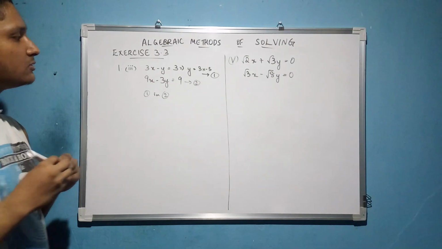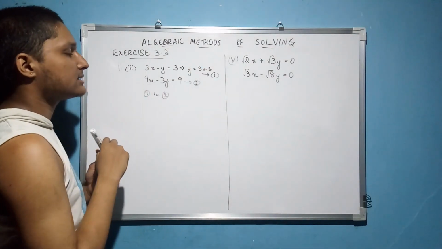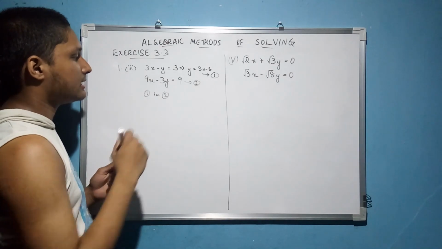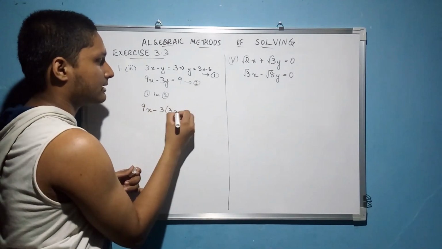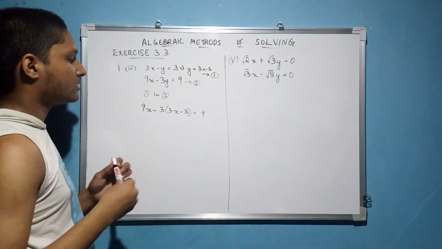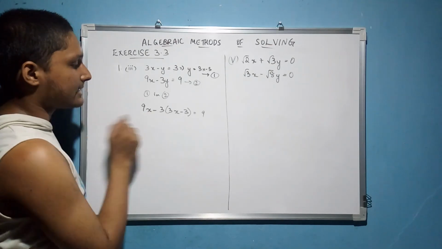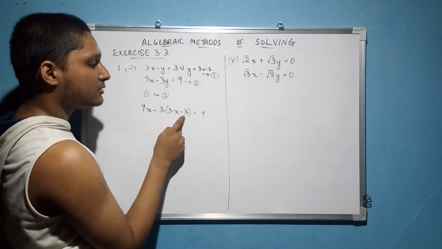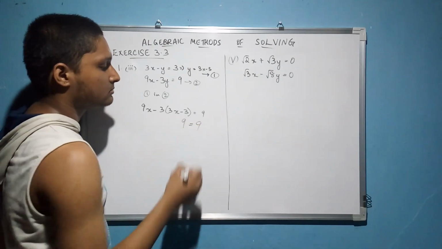In place of y I need to substitute that 3x minus 3. Now 9x minus 3 into (3x minus 3) is equal to 9. Now what you get is 9x minus 9x, that is going to get cancelled. Now we have minus 3 into minus 3, that is equal to 9. So 9 is equal to 9.